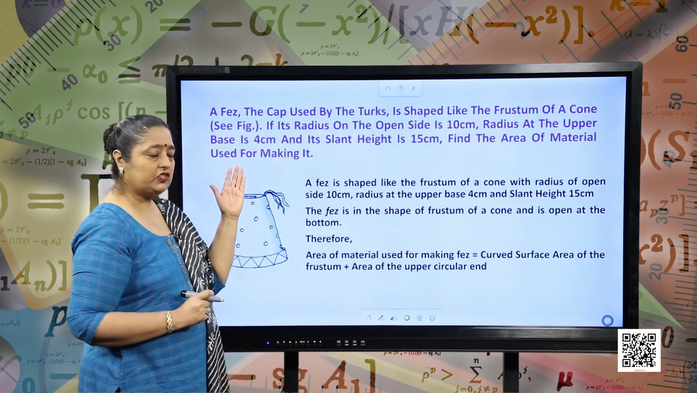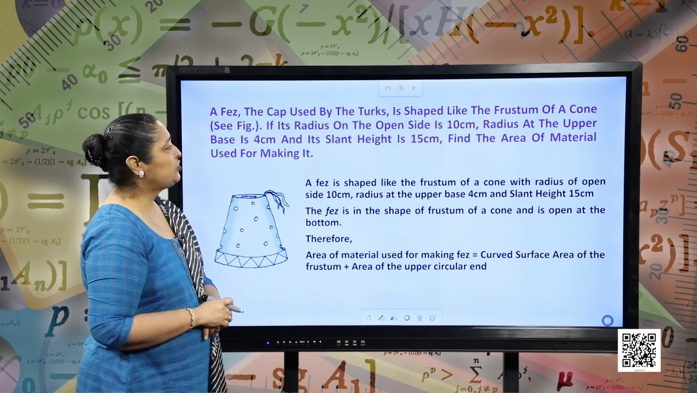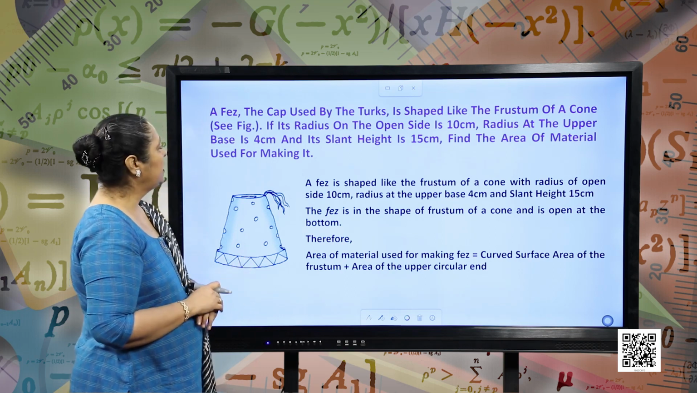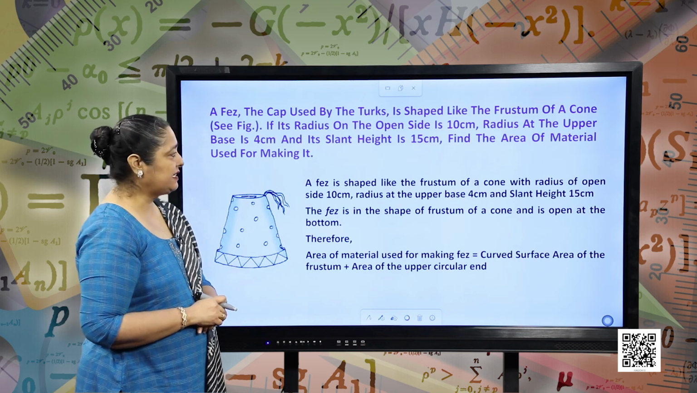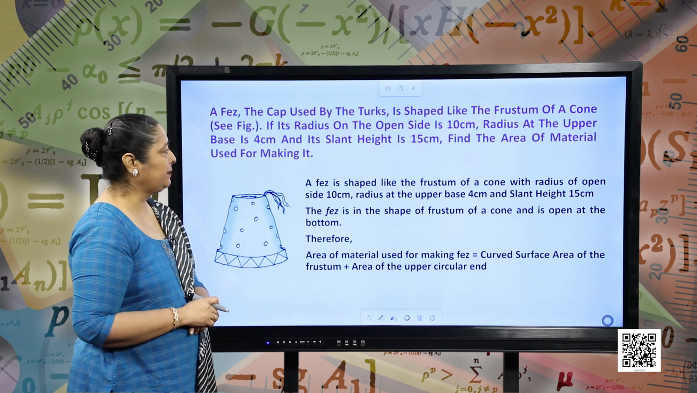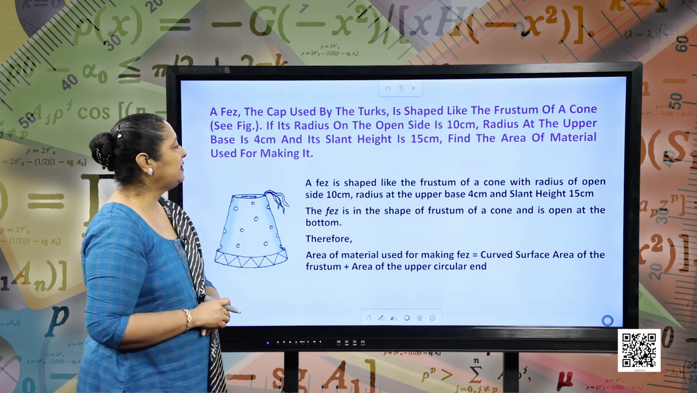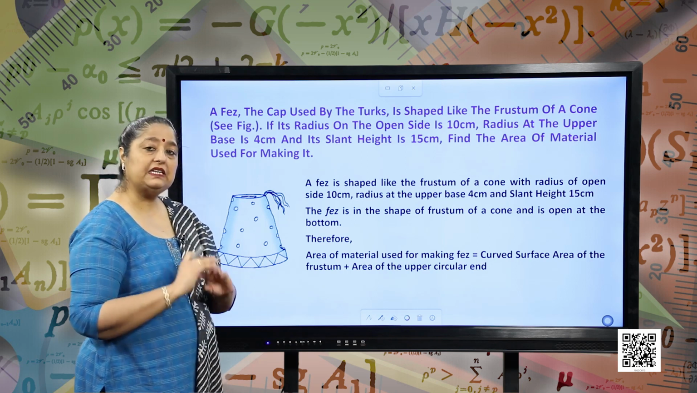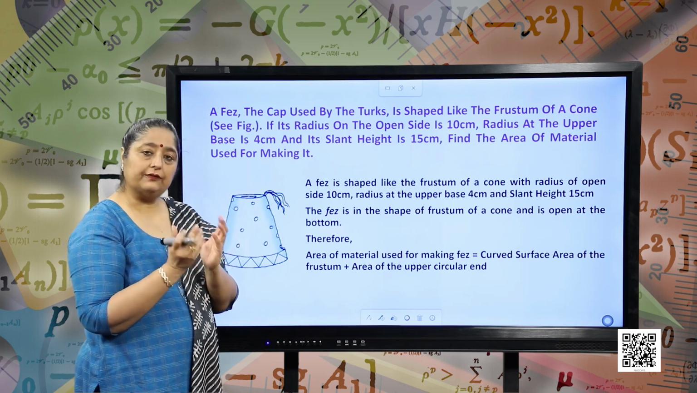We have another question. A fez, the cap used by the Turks, is shaped like the frustum of the cone. This is the figure of the fez. If its radius on the open side is 10 centimeter, radius at the upper base is 4 centimeter and its slant height is 15 centimeter, find the area of the material used for making it. Area of the material used. If we want the area of the material used, we need the surface area.